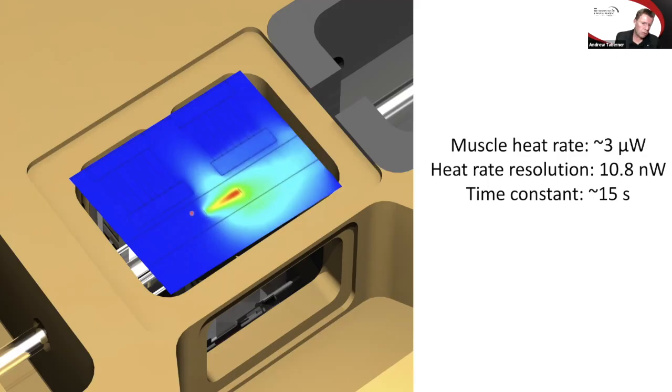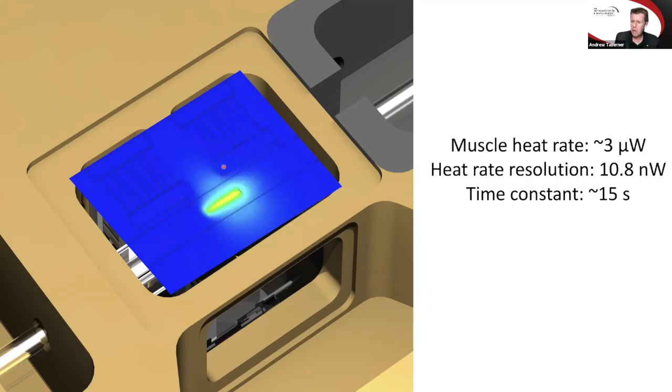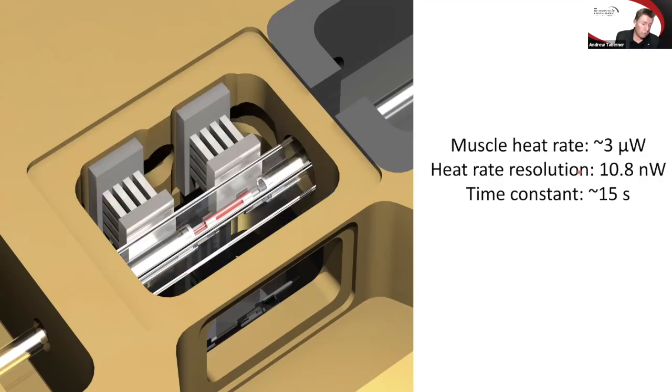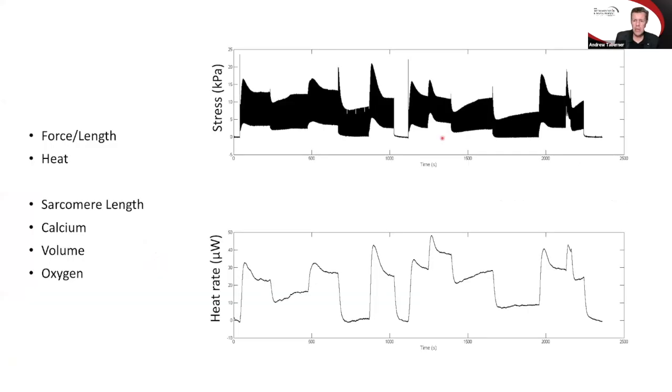This is a finite element model showing a muscle producing heat. It's a series of step responses, and you can see that some of that heat is causing temperature change of this downstream thermopile sensor. So that's how we make this measurement. That allows us to resolve the heat rate to a resolution of 10 nanowatts. So it's a calorimeter for very, very small calories, or microjoules, I should say.